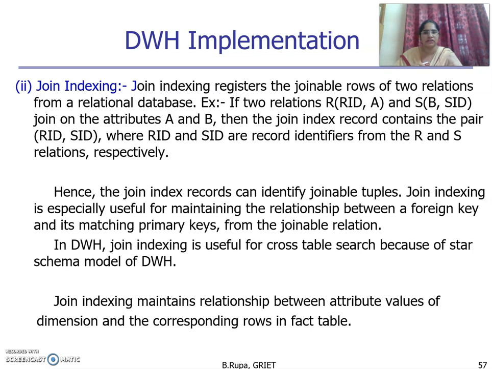Join indexing is especially useful for maintaining the relationship between a foreign key and its matching primary keys from the joinable relation. But when we use it in a data warehouse system, join indexing is useful for cross-table search because of the star schema model of the data warehouse. A data warehouse has to follow a star schema, or it may follow snowflake and fact constellation also. When a warehouse follows a star schema, join indexing is useful. Join indexing maintains the relationship between the attribute values of a dimension and its corresponding rows in the fact table also. Now we'll see how to join these.